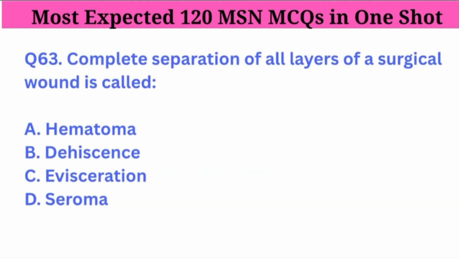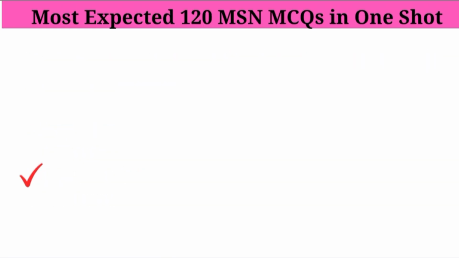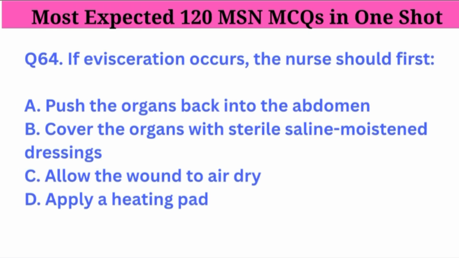Complete separation of all layers of a surgical wound is called. Your correct answer is option C, evisceration. If evisceration occurs, the nurse should do first. Your correct answer is option B, cover the organs with sterile, saline moistened dressings.